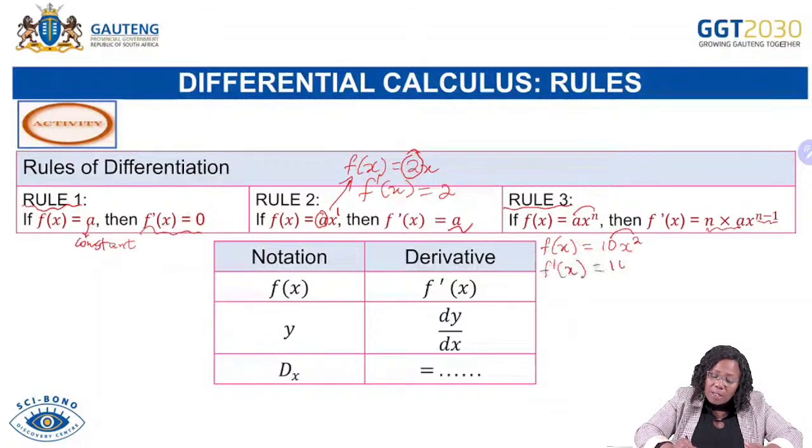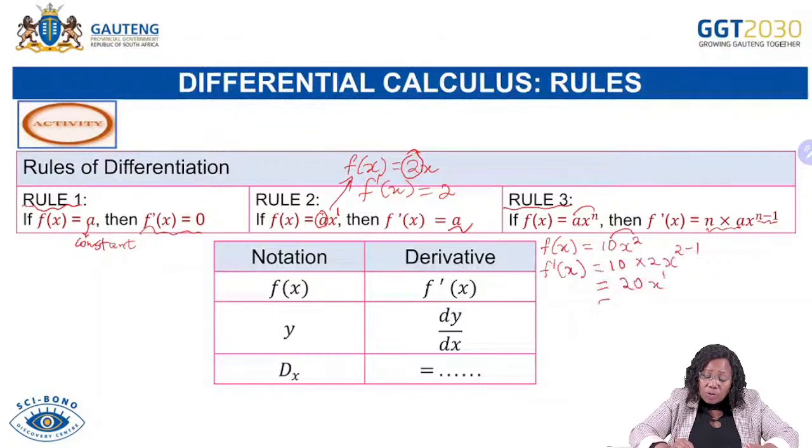That will be 10 times 2x, and then exponent 2, I must subtract 1. That is the application of that rule. Then it will be 10 times 2, which is 20x to the power 1 there. So that is the derivative of this value here.